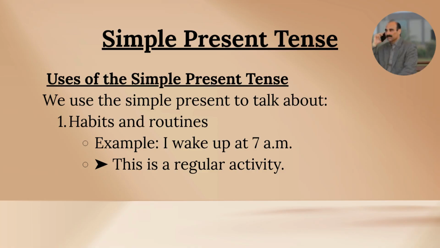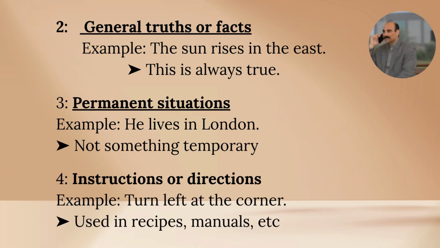We use the simple present tense to talk about habits and routine. This is the most important use of simple present tense, to use it for routine or habit. For example, I wake up at 7 a.m. Now, this is a routine activity, this is a regular activity, so we will use simple present tense.